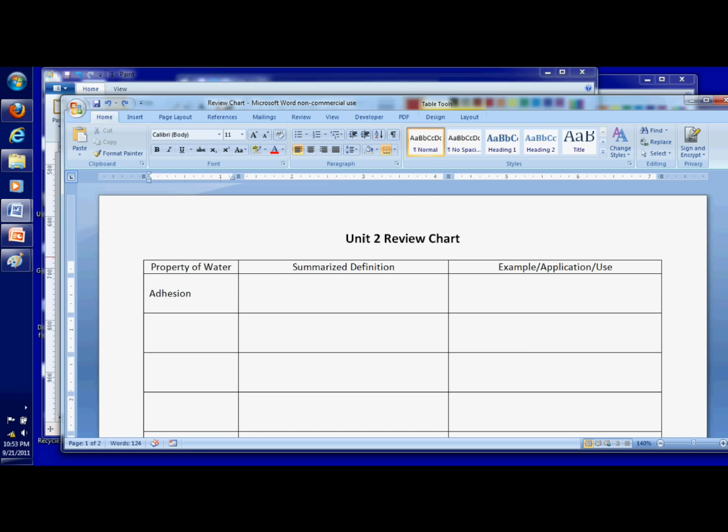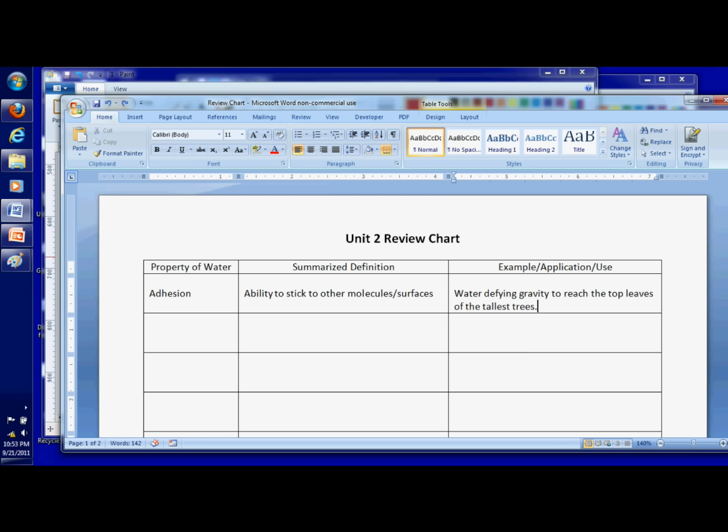So the first property of water we'll talk about is adhesion. And again, we've talked about this before, but it's the ability to stick to other molecules or surfaces. An example that we used in class was capillary action, how water goes up to the top of the tallest trees. It's able to climb up those teeny tiny tubes.